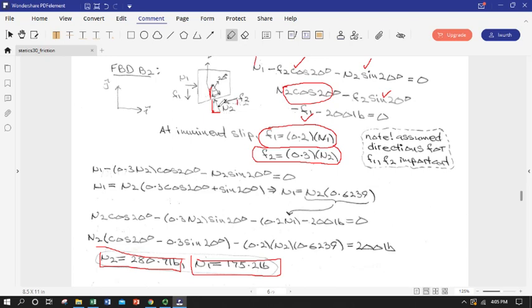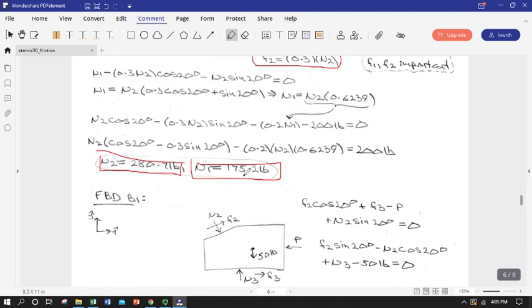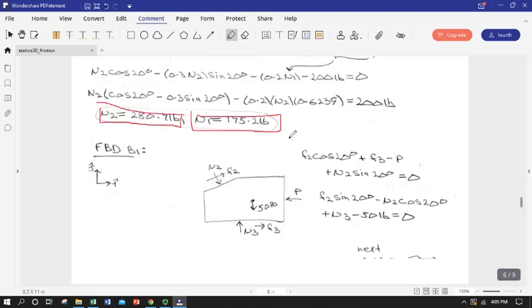So basically the bottom block is pushing upward. So let's remember that when we go to the next FBD, that N2 is going to be pushing downwards on it. And of course, since I have the N's and the mu's, I can also get the F's as needed. Okay, so I can go ahead and look at the FBD of block 1. So I'm going to carry over equal and opposite here of N2 and F2.